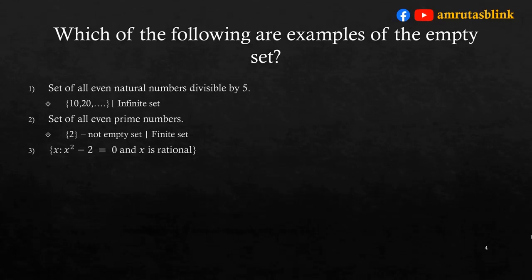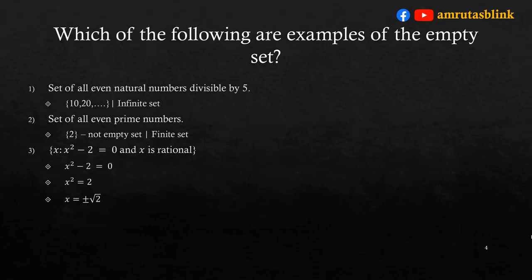Next question, set x is equal to x such that x square minus 2 is equal to 0 and x is a rational number. Now here we need to solve this equation. x square minus 2 is equal to 0. Hence x square is equal to 2. That is x is equal to plus or minus root 2. Now we know that plus or minus root 2 is an irrational number, and in our question it is given that x is a rational number.